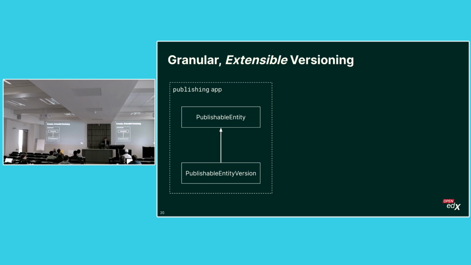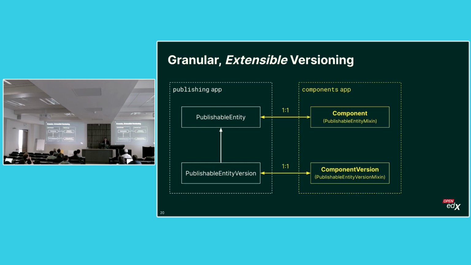The other part of it is that we want granular, extensible versioning. So I showed you component and component version, but that's not really our system. Learning Core doesn't really publish components and component versions. There is a separate publishing app which has an abstract notion of a publishable entity and versions of that entity. And components uses some mixins to have one-to-one relationships with the publishing entities and versions.